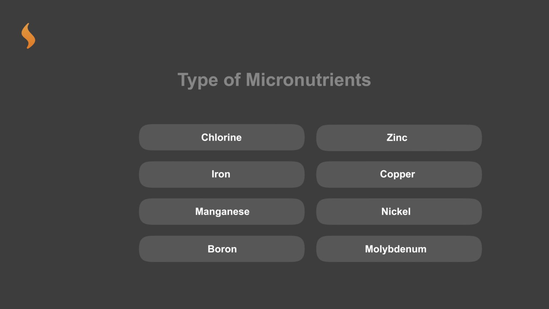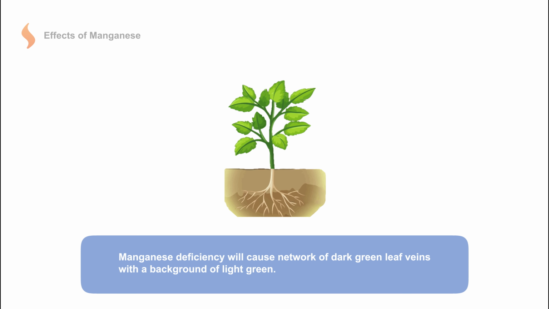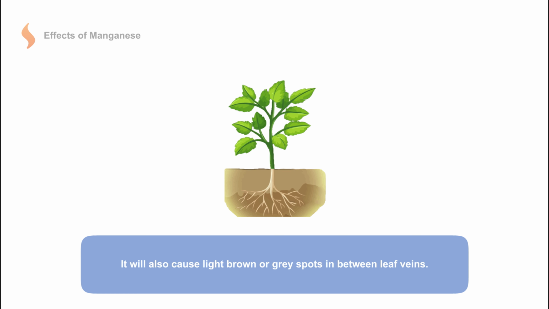Now, let's look into the type of manganese. Manganese activates photosynthetic enzymes. It is important for cell respiration and nitrogen metabolism. Manganese deficiency will cause a network of dark green leaf veins with a background of light green. It will also cause light brown or gray spots in between leaf veins.